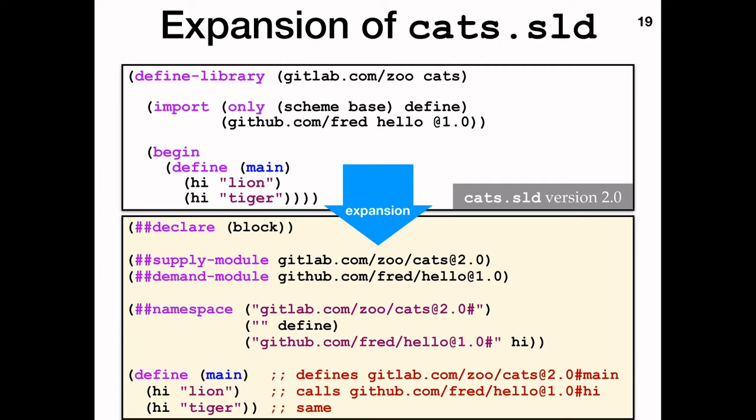After the namespace, it's followed by the other block, which is the implementation of the procedures, the begin block. The main procedure will be defined as gitlab.com/zoocat, prefixed by the namespace of the library. I will be prefixed with the namespace of the hello library, which it's from.